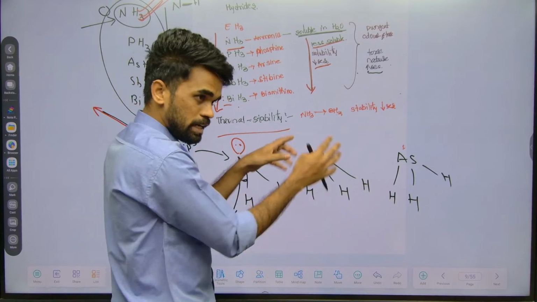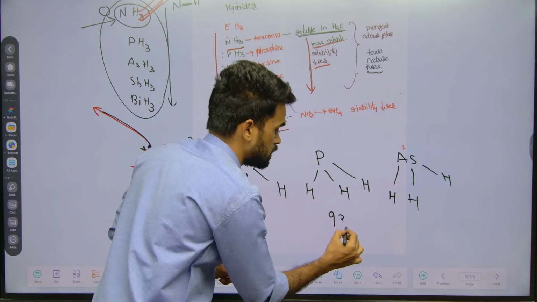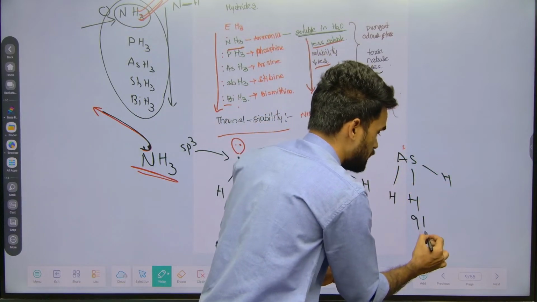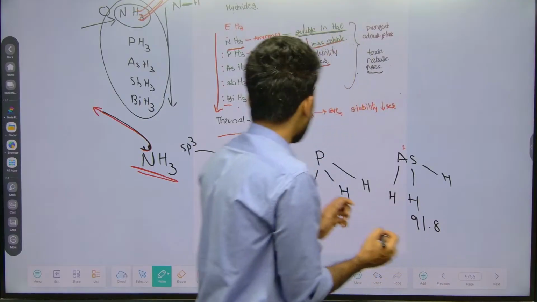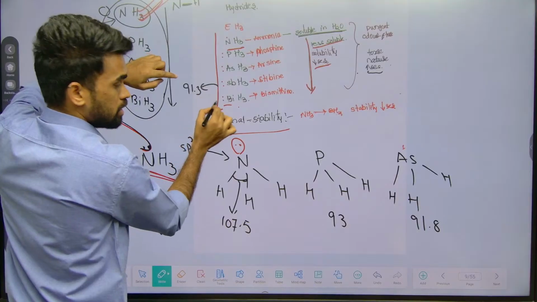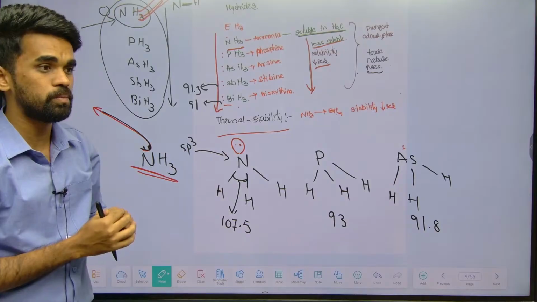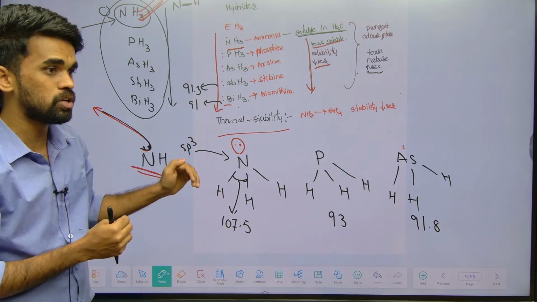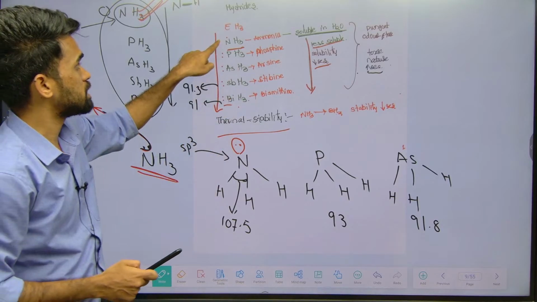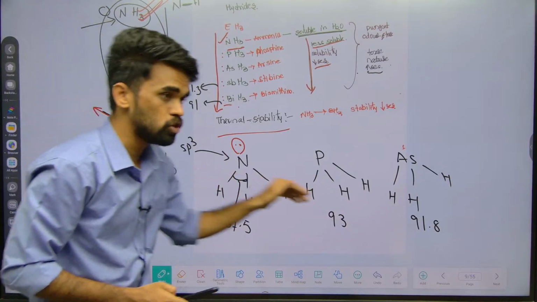But in reality, when they did the calculation with experimental data, they found it as 93. How much did they find? 93. And for this one, it is found to be 91.8. And like that for this, it is around 91 point something. This is around 91. So what happens to the bond angle down the group? Decreases. So the first element, NH3, is 107. Down the group it is decreasing.